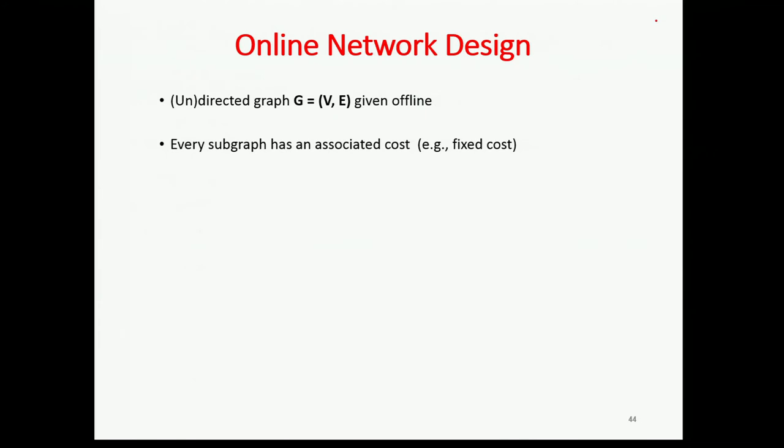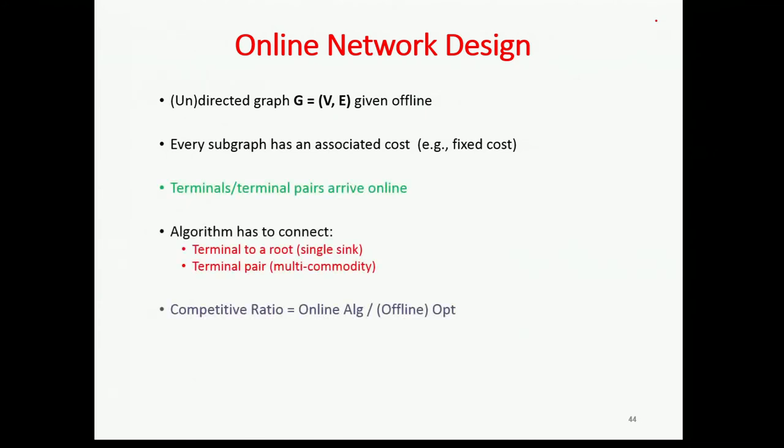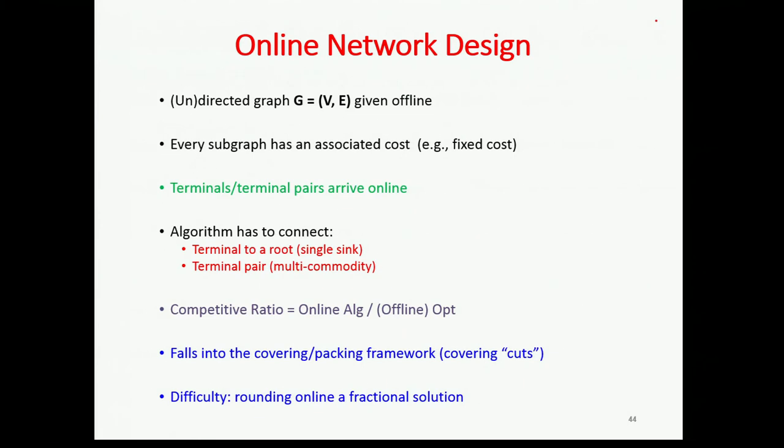So in online network design, we have, let's say, an unweighted graph. Let's focus on the case where we have costs on the edges. Now for requests, let's look at the Steiner tree version, where we have a root and we have terminals. In the Steiner tree problem, we want to connect terminals to the root through the cheapest tree.